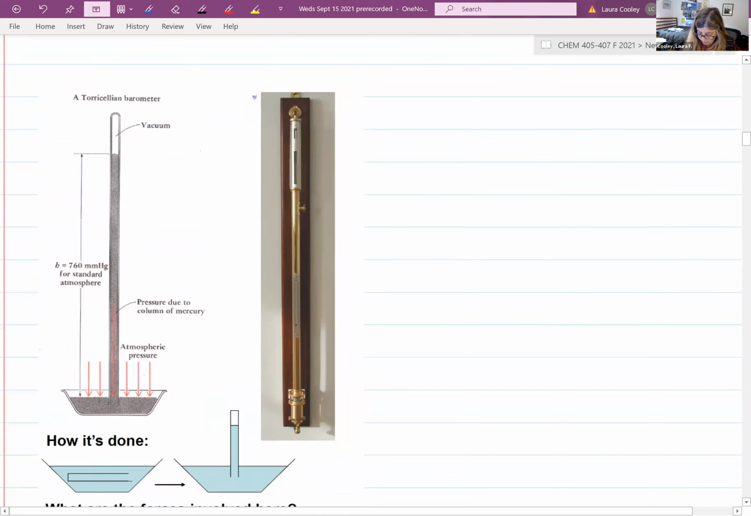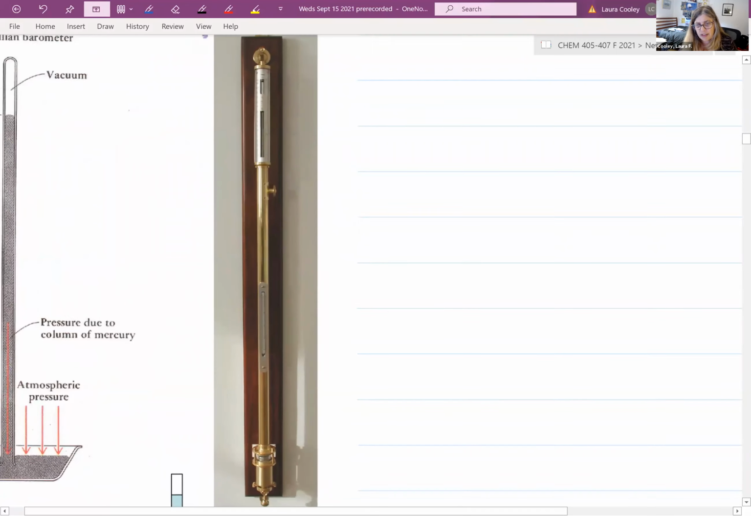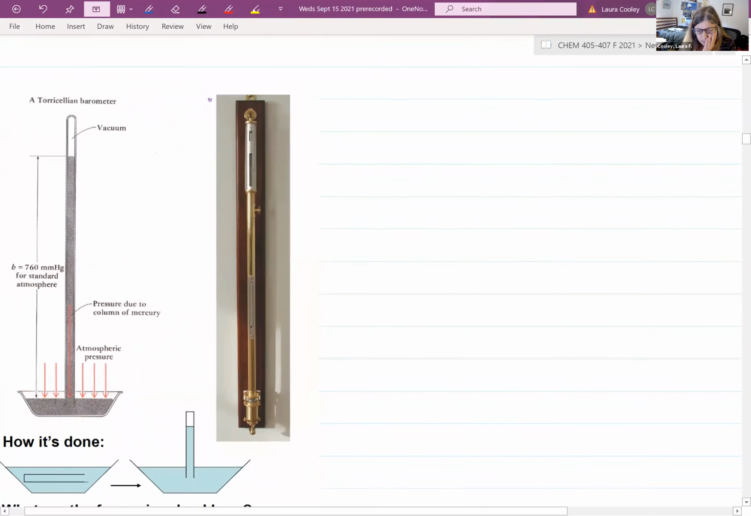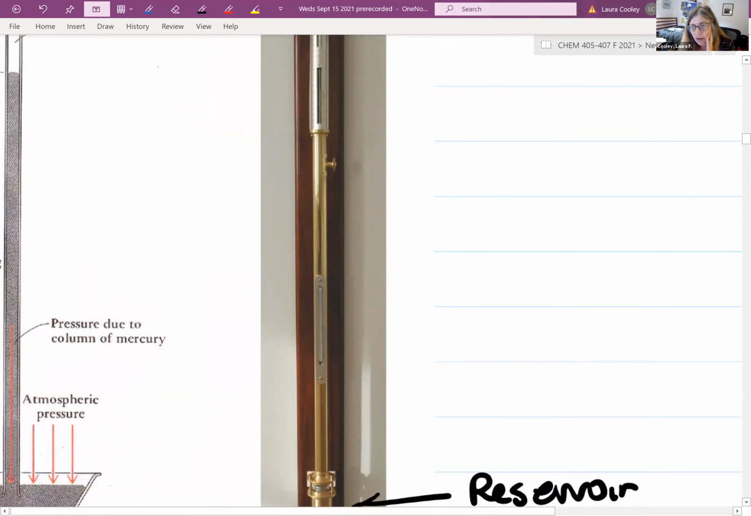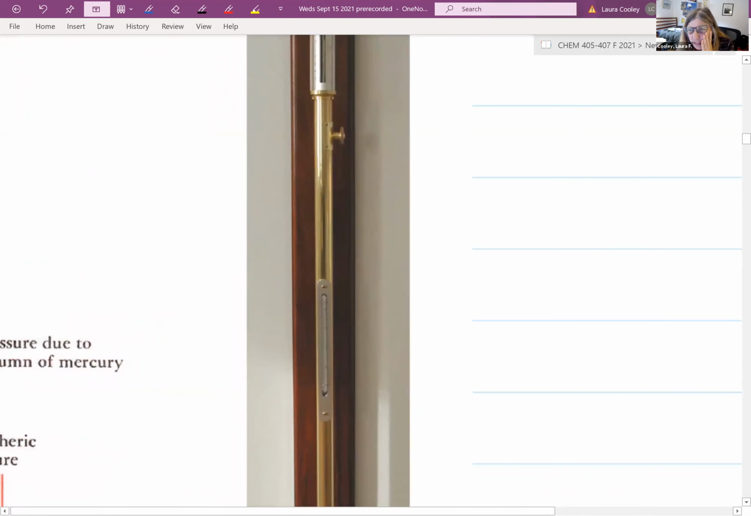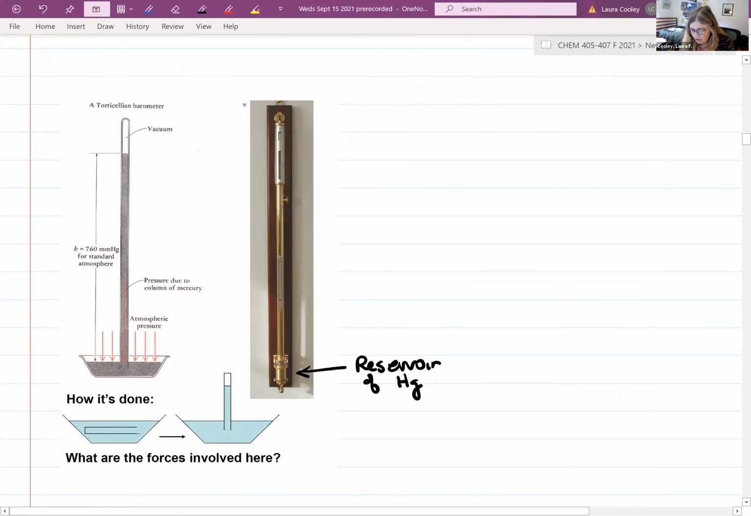This is a picture of a Torricellian barometer, otherwise known as just a barometer. I know that this one on the right here is really hard to see, so I have this schematic on the left of what's going on here. There's actually a reservoir down here of mercury. And then there's this column as you go up. There's literally a column of mercury in here that goes up to a certain height.